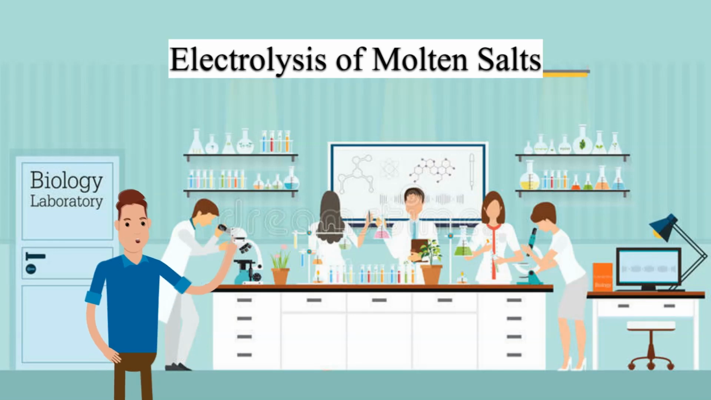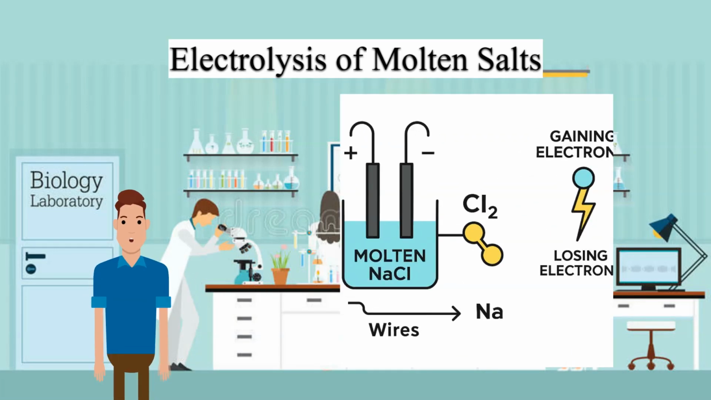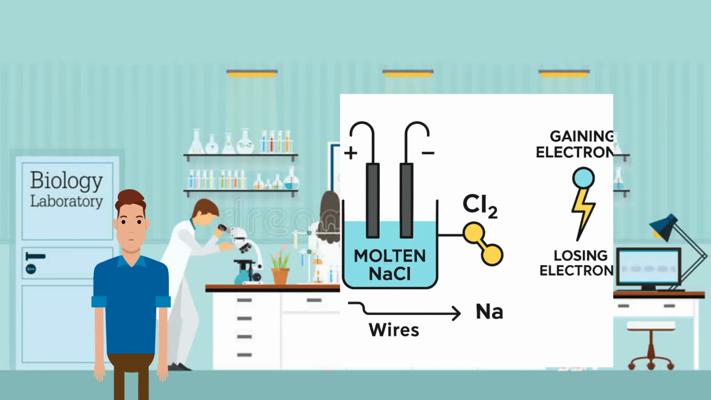If the ionic compound is molten, we only consider the ions in the salt. For example, molten sodium chloride. Positive sodium ions go to the cathode, which gains electrons, forming sodium metal. Negative chloride ions go to the anode, which loses electrons, forming chlorine gas.